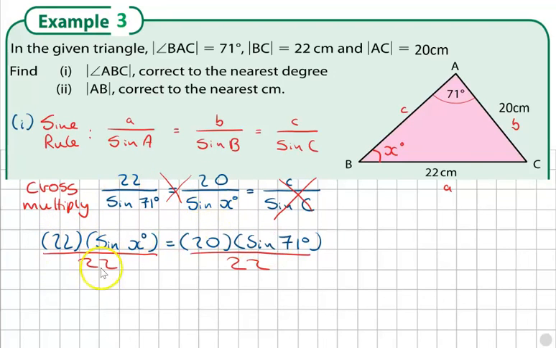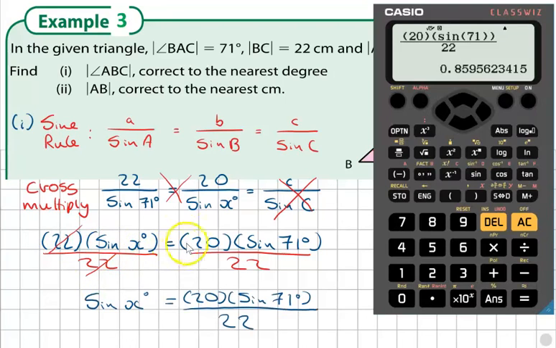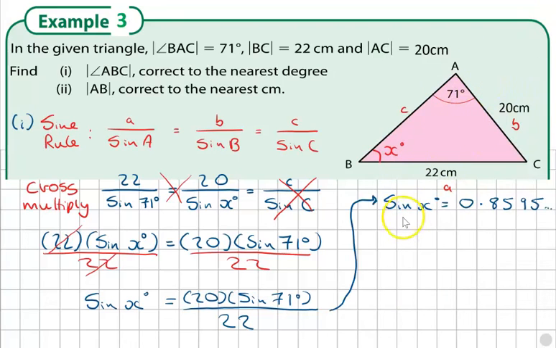And then we're going to divide both sides by 22 to get the sine X on its own. So we divide by whatever is stuck in front of the sine X. So 22 divided by 22 is 1. Anything divided by itself is 1. So technically you just get 1 sine X, which is just sine X degrees. And then into your calculator, you're going to put 20 times sine 71 all over 22. So input into your calculator like you can see up here, and you get 0.8595. So sine X is equal to 0.8595.